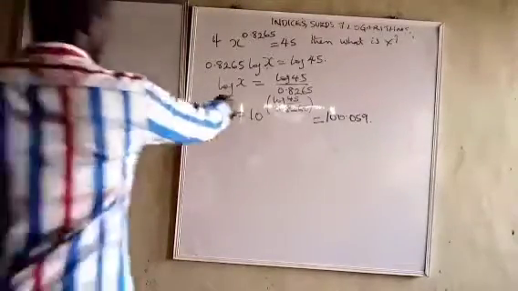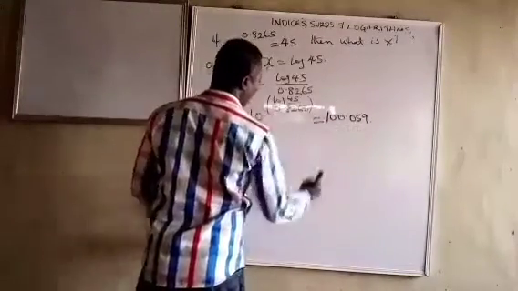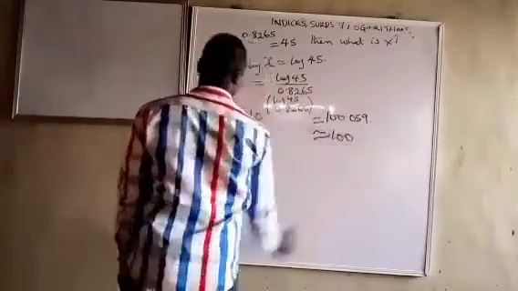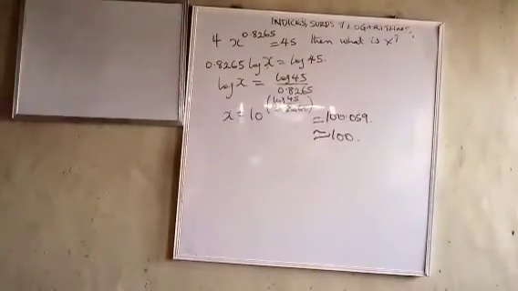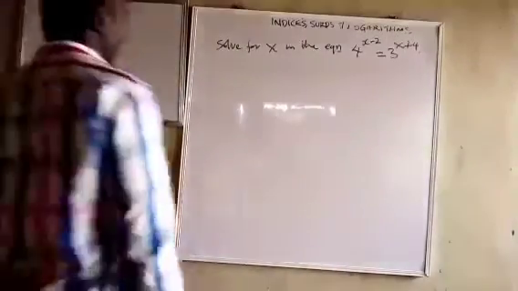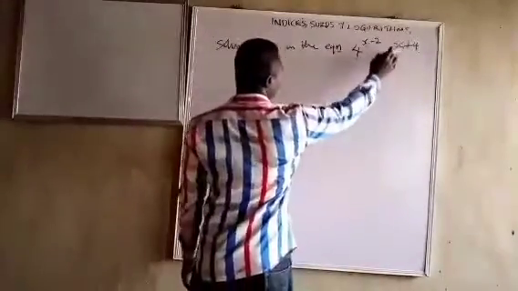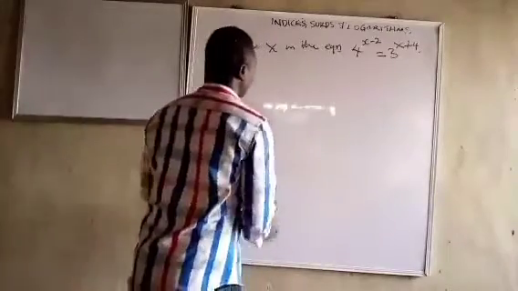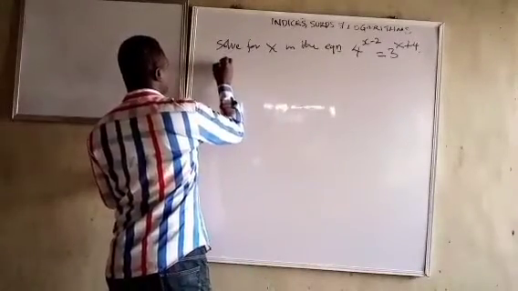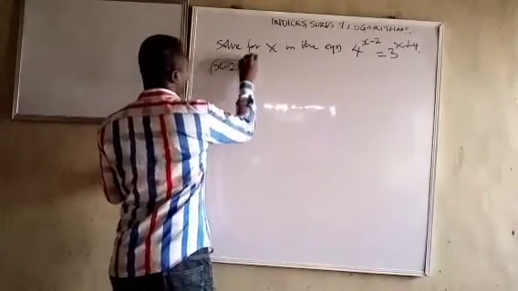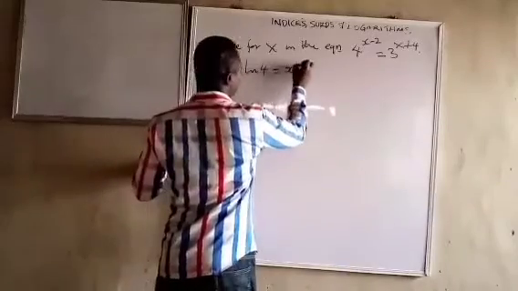So the answer gives us 0.059, approximately 100. Now we have this equation: 4 raised to power x minus 3 equals 3 raised to power x plus 4. And we have to solve for x. We have this now: (x minus 2) then 4 equals (x plus 4) then 3.